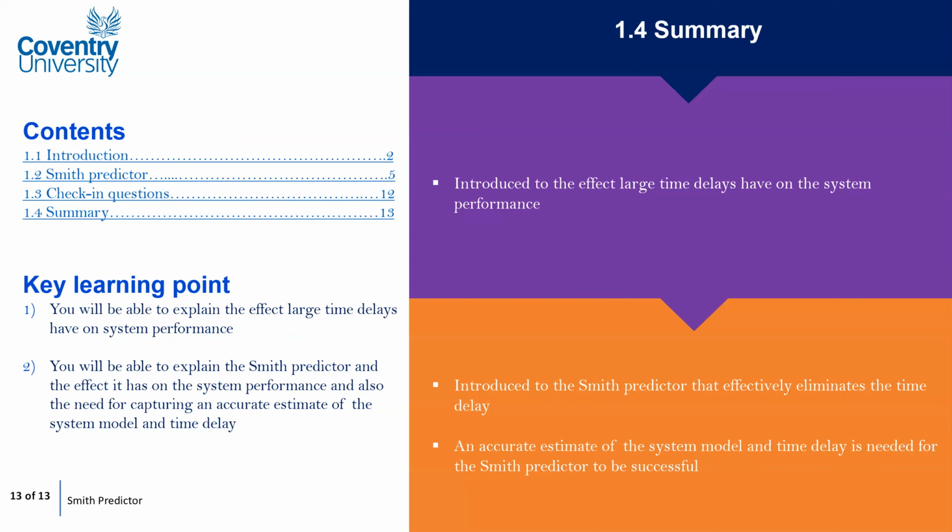As I've said, what you need for that is an accurate estimate of the system model and time delay. So I hope by now you can explain the effect large time delays have on the system, and you'll also be able to explain the Smith predictor and the effect it has on the system performance. As I said, if you've got large time delays, it'll effectively reduce the effect of the transport delay, or eliminate it if you get a very, very good model or a bang-on model of the system, which is not likely because the model is just an estimate of the actual system and it comes with error.